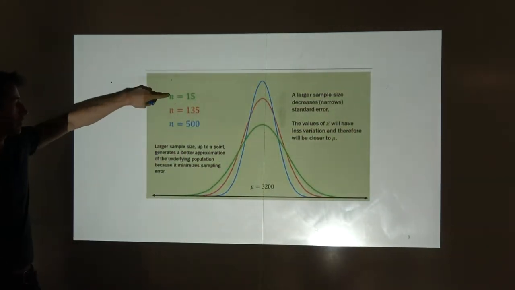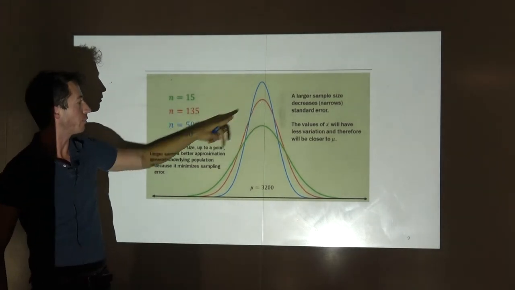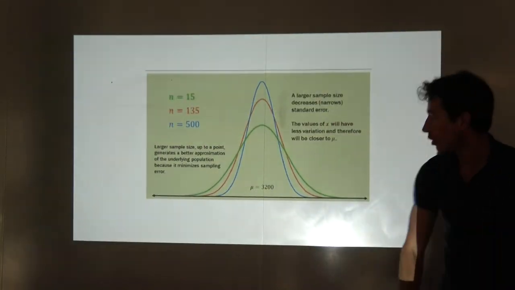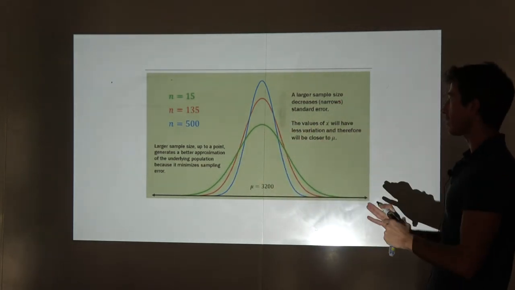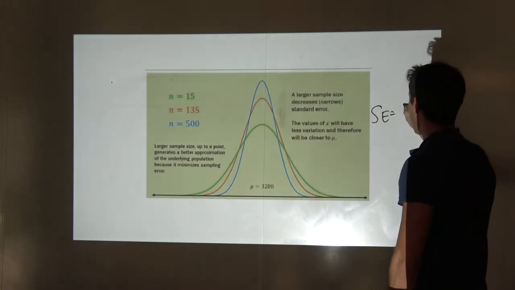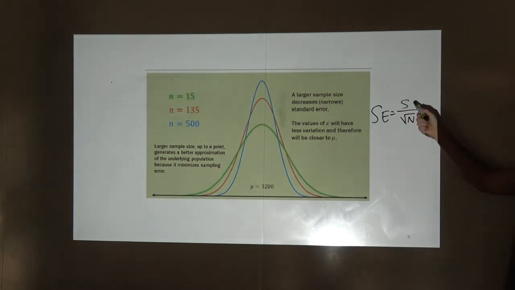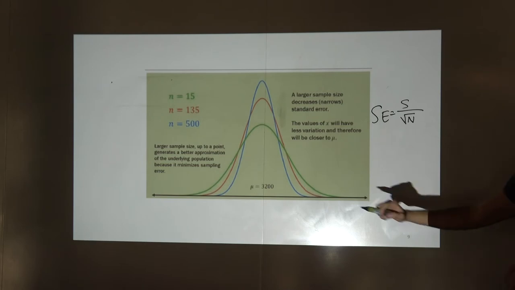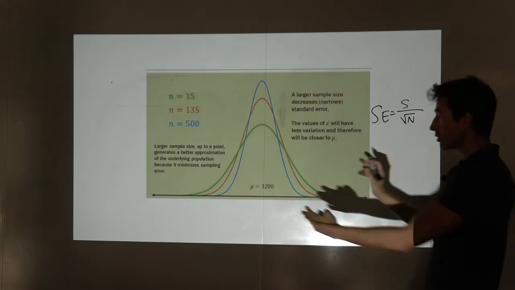The green is n equals 15, the red is n equals 135, and the blue is n equals 500. So as we do more and more and more trials, we're tightening up our variance, right? We're tightening up our precision. So what we can do is use the standard error to estimate how well our sad little n of 15 would actually project out to an n of infinity or an n of the entire population. It's making this number smaller because it should be smaller.